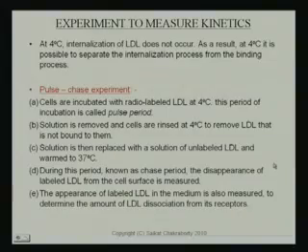Okay. So, next, the appearance of labeled LDL in the medium is also measured to determine the LDL dissociation from its receptors. So, we are measuring both the dissociation and the internalization. Now, look at D and E, tell me what you can figure out from these two.